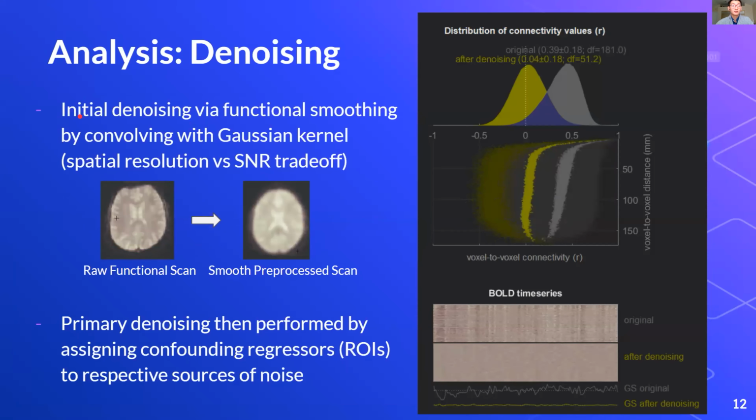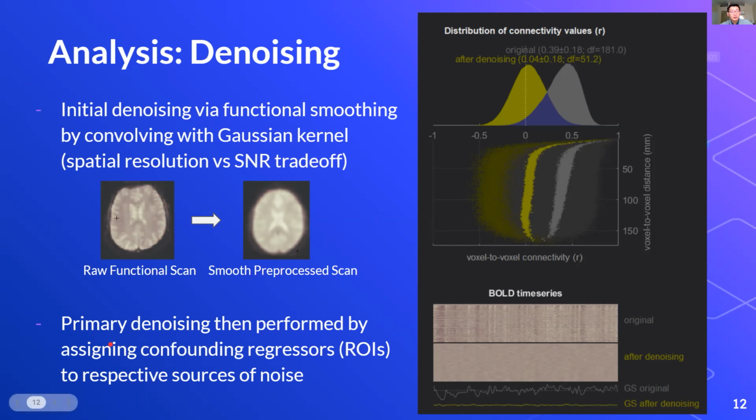Okay, so the initial denoising is done by that step in the pre-processing, and it actually results in a signal-to-noise increase at the cost of spatial resolution. So if we can see, the raw functional scan here is a little bit clearer, but there's actually more noise involved. And then once the smoothing procedure is performed, then we see a smoother pre-processed scan, but it is more blurry.